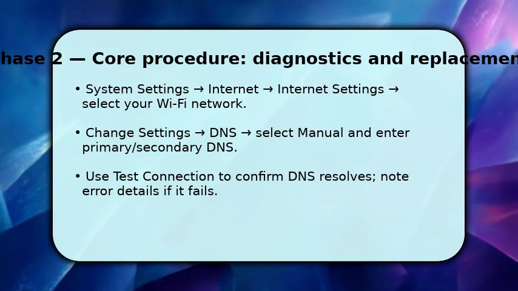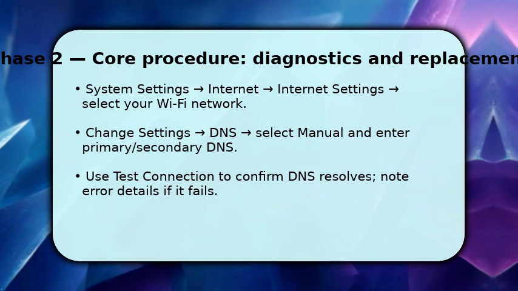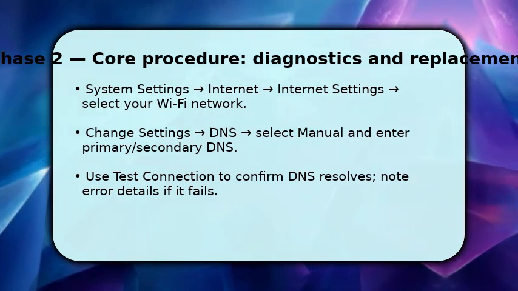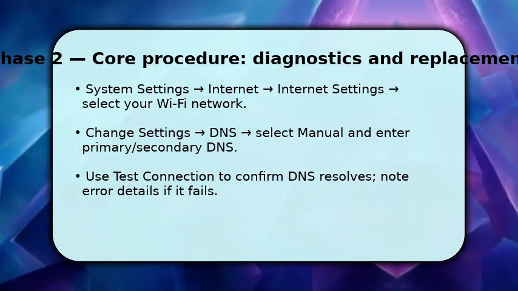Choose your SSID, pick Change Settings, then DNS and set it to manual. Enter a known provider like primary 8.8.8.8 and secondary 8.8.4.4, or 1.1.1.1 and 1.0.0.1.